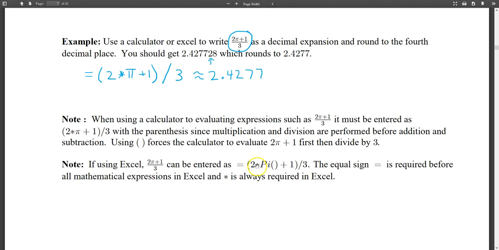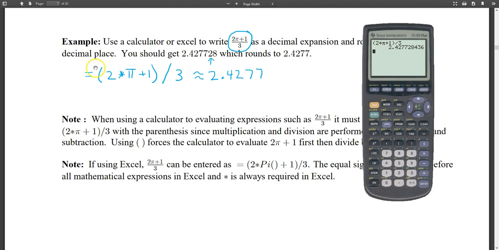And this note down here is just reminding us that we have to use the equal sign when we type in mathematical expressions in Excel, and you must use the asterisk when you type it into Excel. In the TI-83, you don't technically need that times symbol there since pi is a built-in constant in the calculator, but I still recommend doing it. I mean, you could type it in without it, okay, but I still recommend using the times symbol in between because some calculators will require it. So it's just good practice.